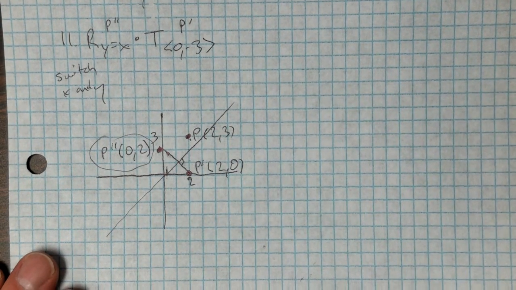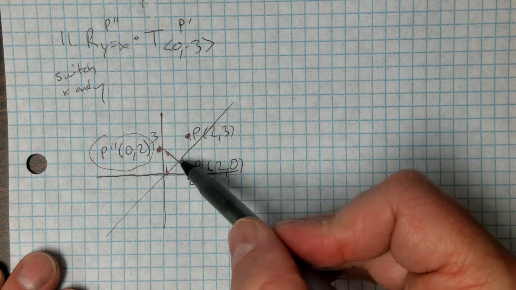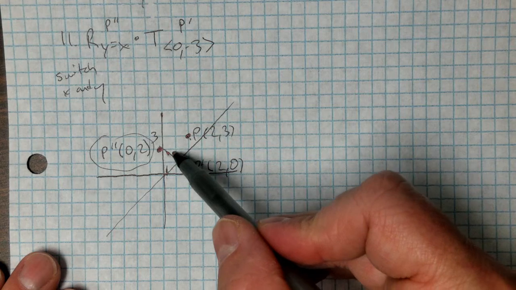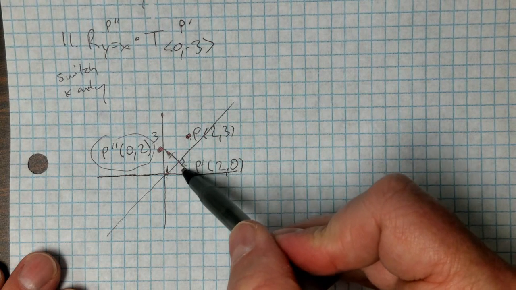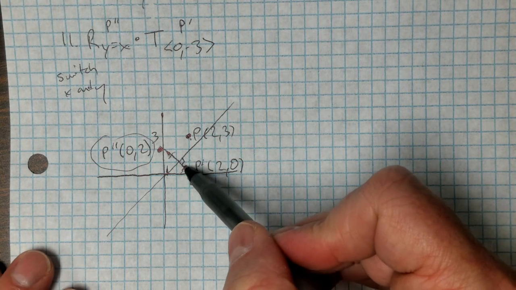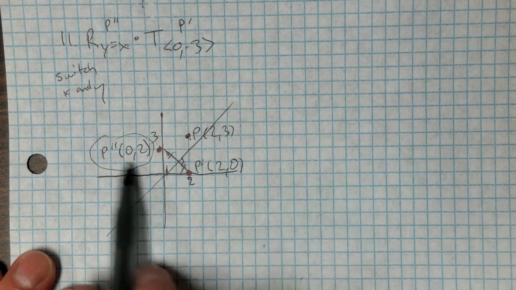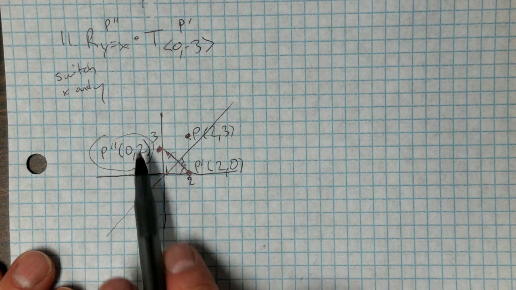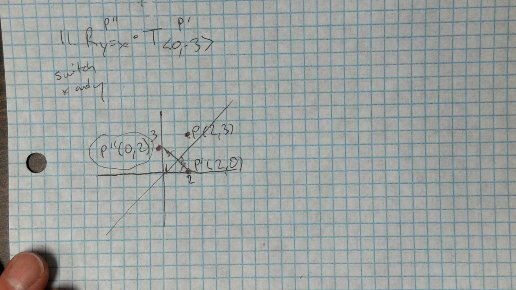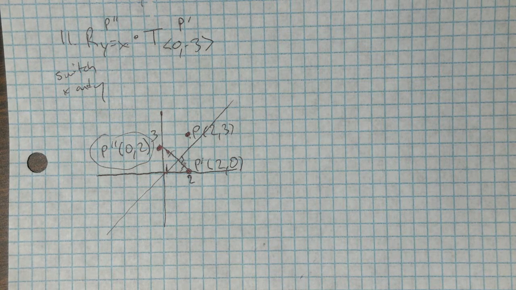So again, you can visualize it by making your right angle symbol, and then this length is the same as this because it's the perpendicular bisector. But what we usually just say is switch x and y. So that's going to be your answer. So you end up at 0, 2. Any questions?